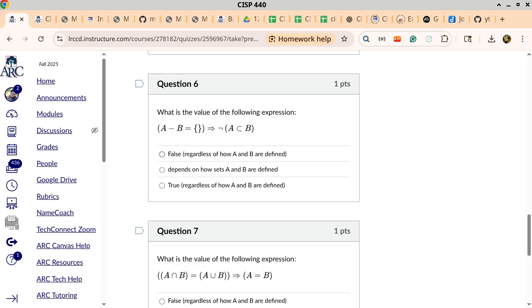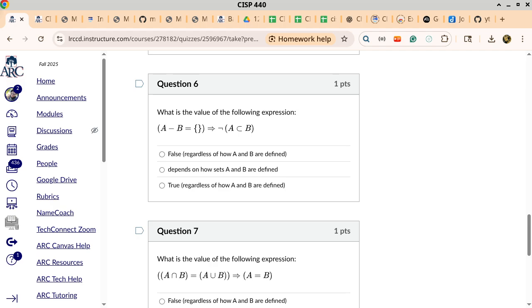Number six. Okay, so we are starting to get into some of the trickier questions. In this case, it is asking what is the value of the following expression. The expression is going to give you true or false as an answer. So now the question is, is it true or is it false? It kind of depends on what we use for A and B. Now the question is, which one of these three should we choose?